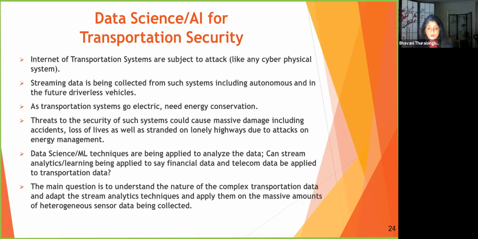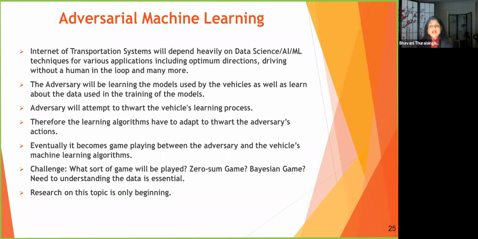So how do we combine the Kalman filter with machine learning, or augment the Kalman filter, or just apply machine learning? That's future research. So that is one point. Another point is, what about adversarial machine learning?